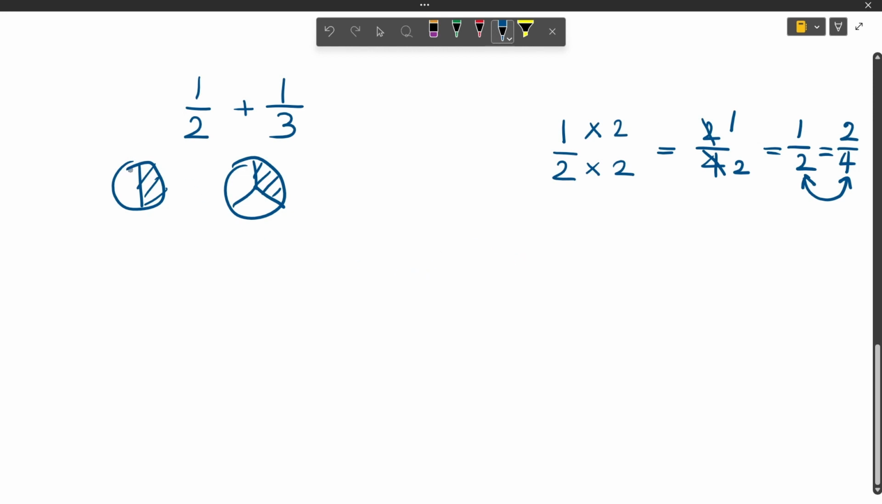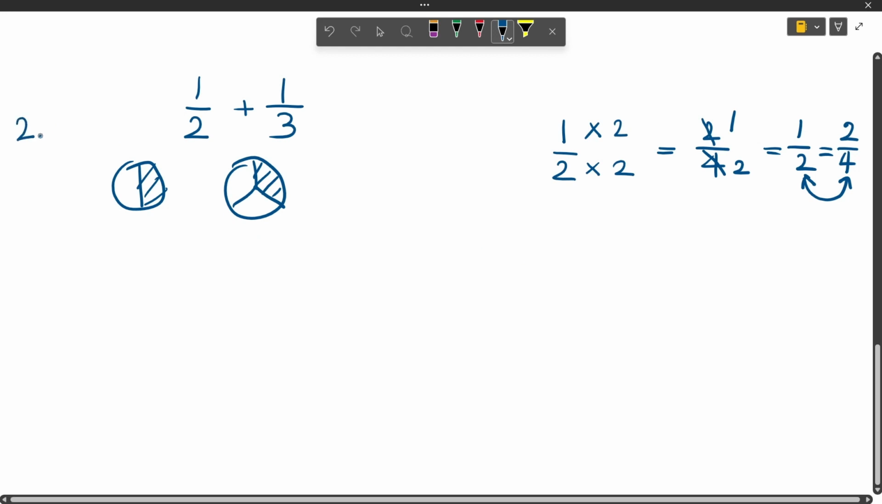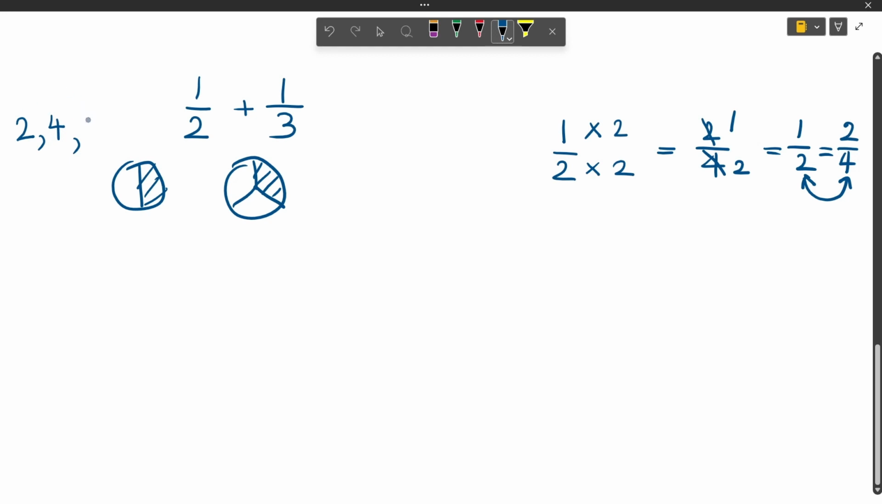Let me write the multiples of 2. First multiple of 2 is 2. Second multiple of 2 is 4. Third multiple of 2 is 6. Fourth multiple of 2 is 8. Let me write like that for 3 also. First multiple of 3 is 3. Second multiple of 3 is 6. Third multiple of 3 is 9.